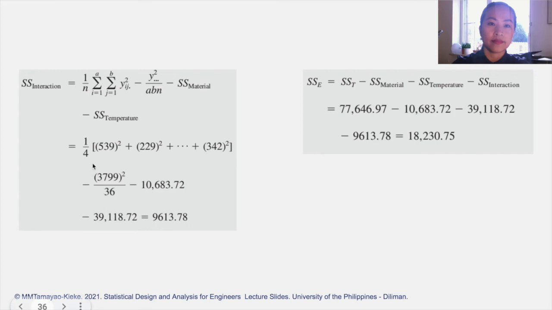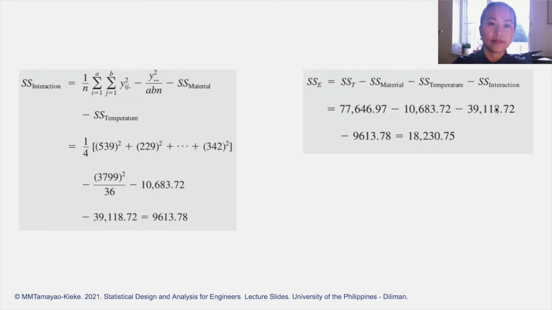Okay, that's for the grand total over ABN, minus the sum of square for the material, minus the sum of square for your temperature, and this would be equal to 9,613.78. Now using your ANOVA identity, you can compute for your sum of square error, which is equal to sum of square total minus sum of square material minus sum of square temperature minus sum of square interaction.